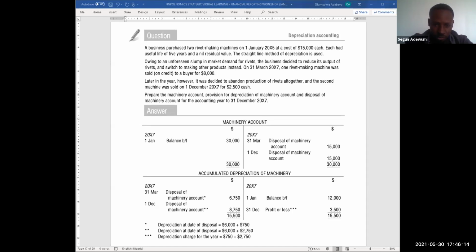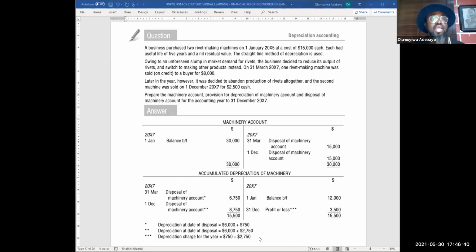Later in the year, however, it was decided to abandon production of rivets altogether, and the second machine was sold on 1st December 20x7 for $2,500 cash. Prepare the machinery account, provision for depreciation of machinery account, and disposal of machinery account for the accounting year to 31st December 20x7.